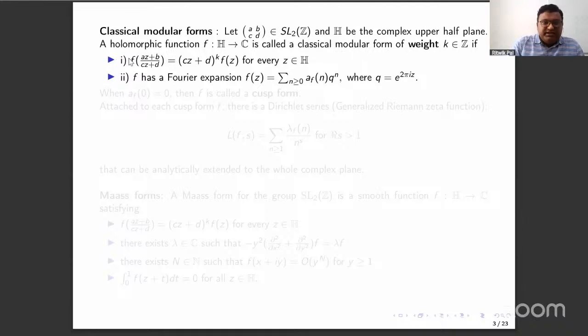First one is f of (az plus b) by (cz plus d) is equal to (cz plus d) to the power k times f(z) for every z in the upper plane. This property is called the property for modular transformation. The second one: the first one already induces that it will have a Fourier expansion, and the Fourier expansion will have positive as well as negative coefficients. But the second condition imposes that it only has the Fourier coefficients with positive indices, and this is called the vanishing at infinity condition.